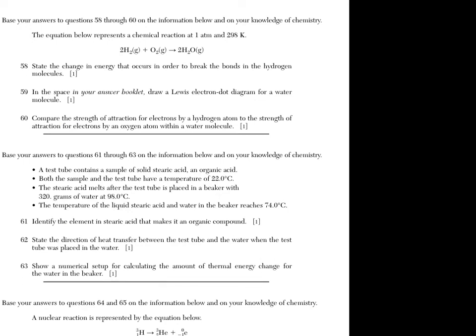Okay, number 50 to number 60 is for this group. And here we have an equation of hydrogen gas and oxygen gas forming H2O, water vapor. And number 58 is asking about the change in energy that occurs to break the bonds. So we're breaking bonds in hydrogen molecules. In order to break bonds, you have to absorb energy. So you could either say absorbs energy or increase in energy.